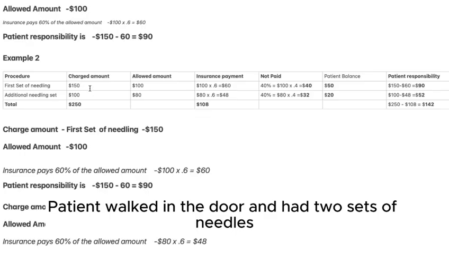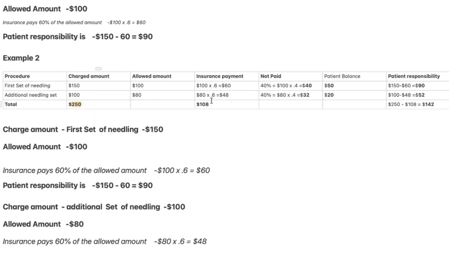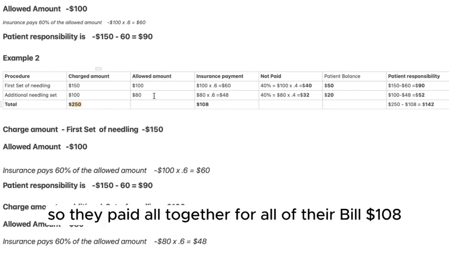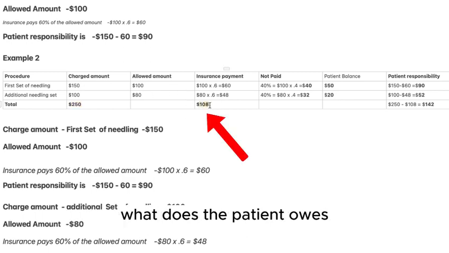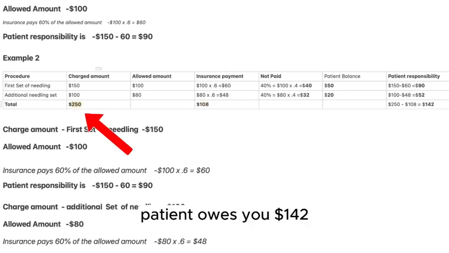Patient walked in the door and had 2 sets of needles. Total bill amount is $250. Insurance paid 60% of their allowed amount. So they paid altogether for all of their bill $108. What does the patient owe? The patient owes the difference. $250 minus $108. Patient owes you $142.